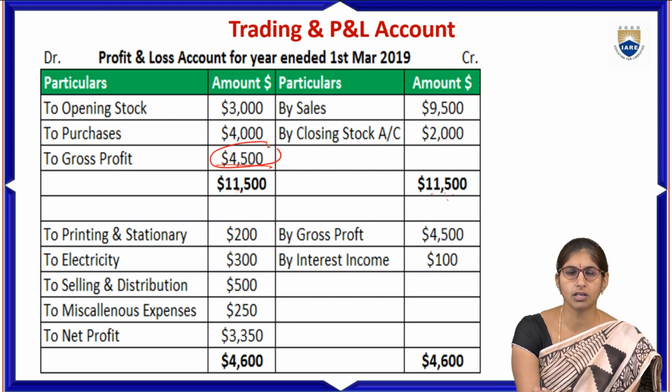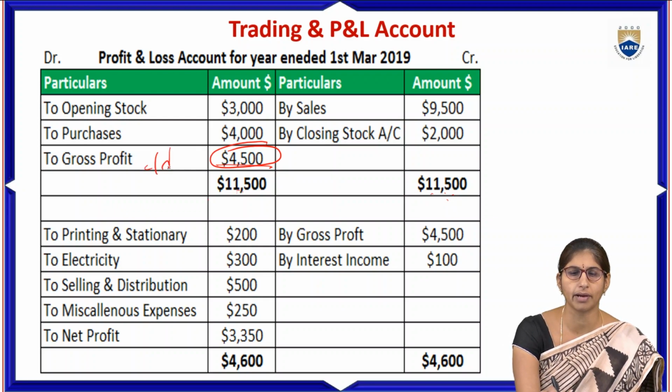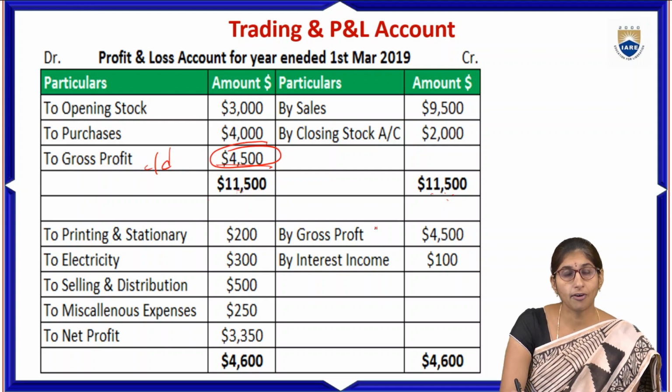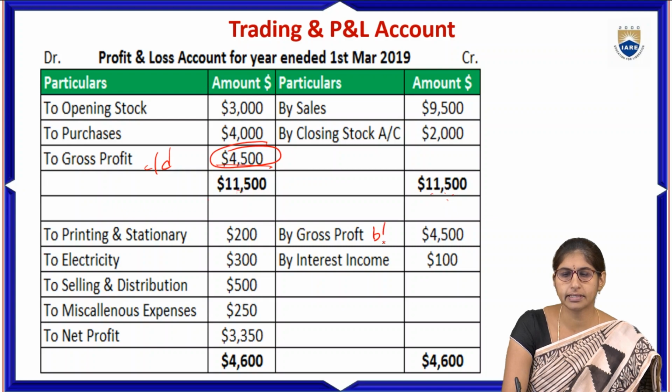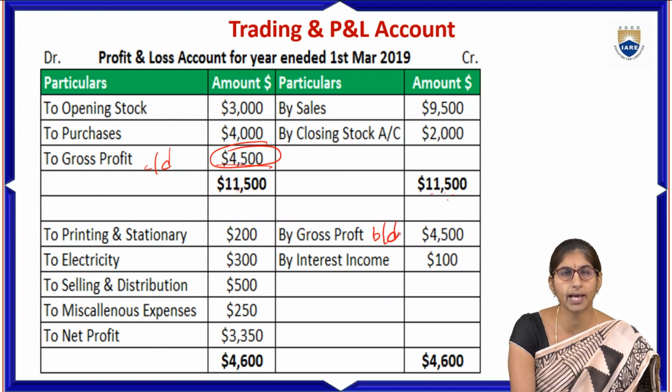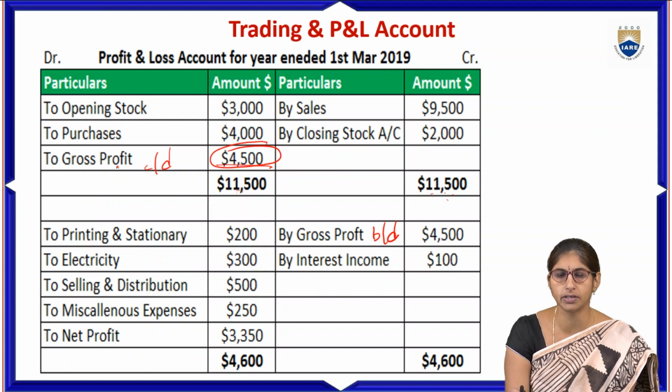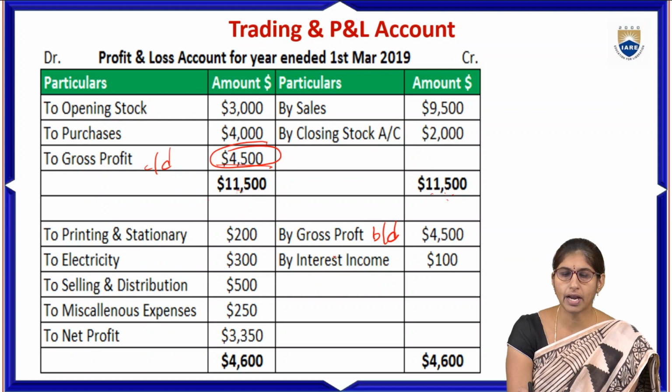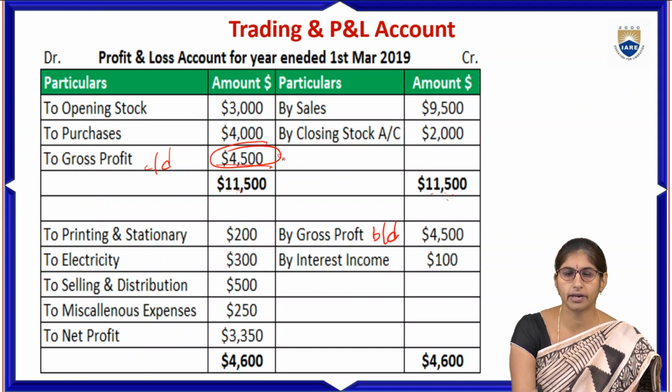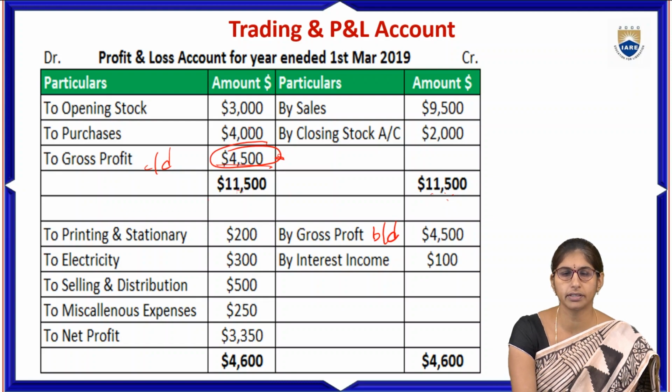Once we get this gross profit from the trading account, this gross profit is the carried down balance. This carried down gross profit balance has to be brought to the credit side of the profit and loss account. Here, the carried down balance on the debit side has to be transferred to the credit side of the profit and loss account, so that we can initiate the profit and loss account. So we enter gross profit brought down 4,500, which is the carried down balance of the trading account.